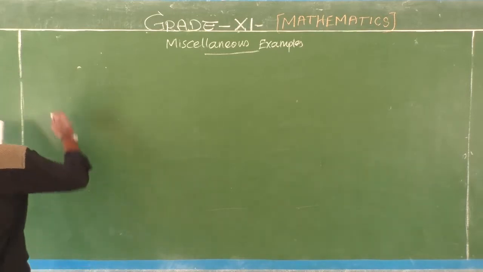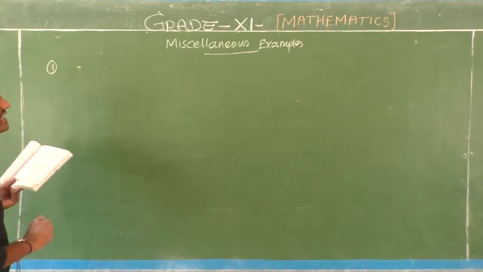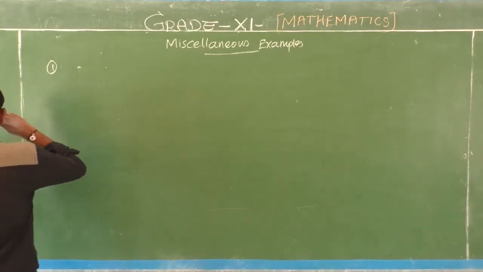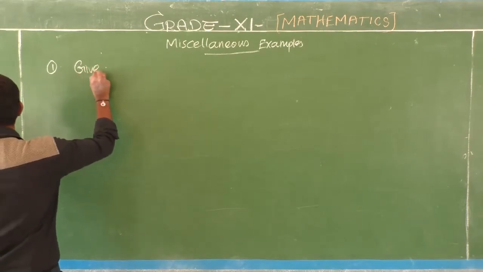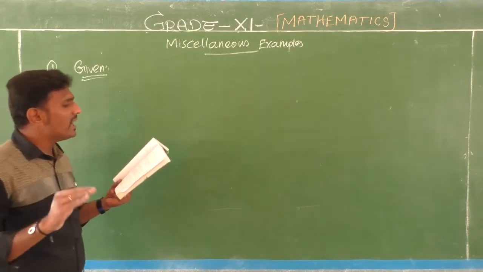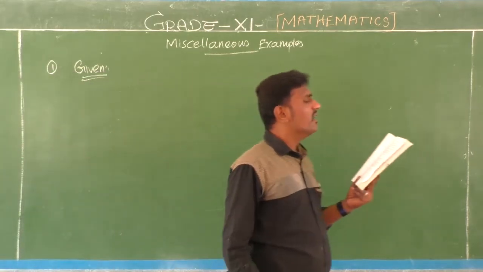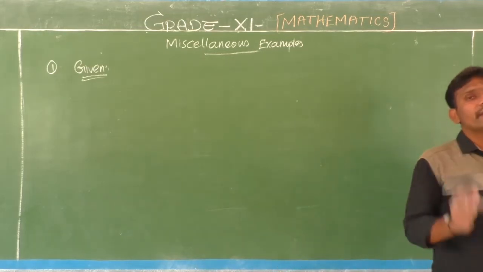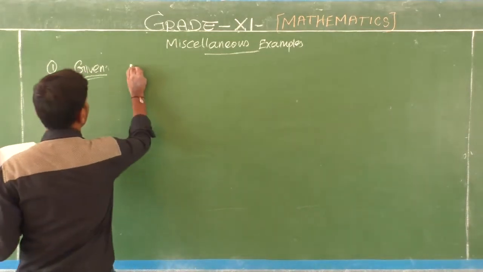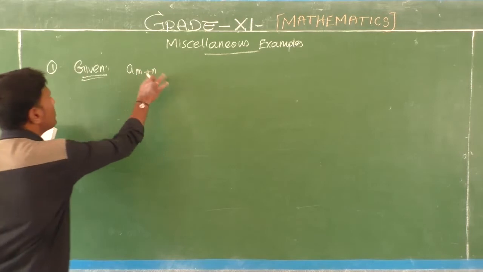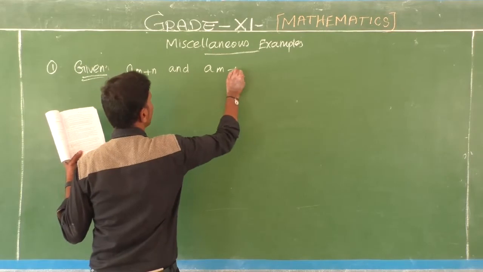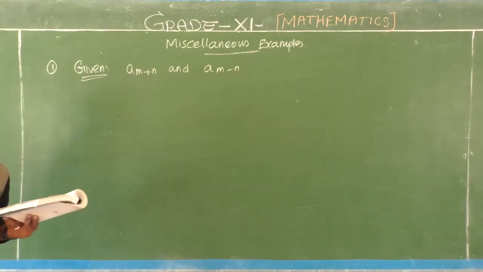Okay, students. First question, I am going to give you an exercise, miscellaneous exercise, page number 199. I am going to read the question. Show that the sum of the m plus nth and m minus nth terms of an AP is equal to twice the mth term. So what is given? Two things are given: first a m plus n, that is the m plus nth term, and one more thing, a m minus n, that is the m minus nth term.